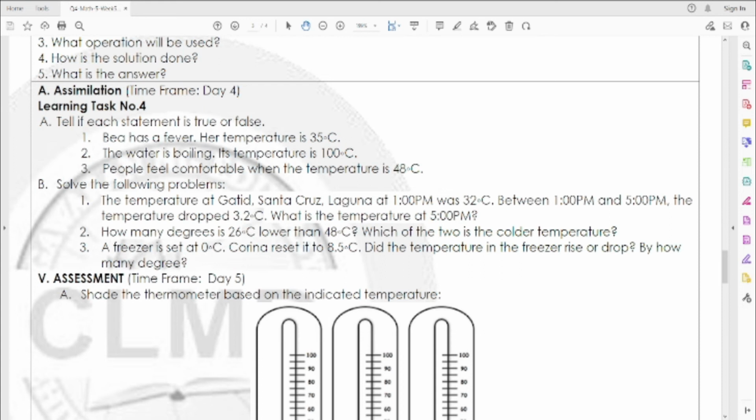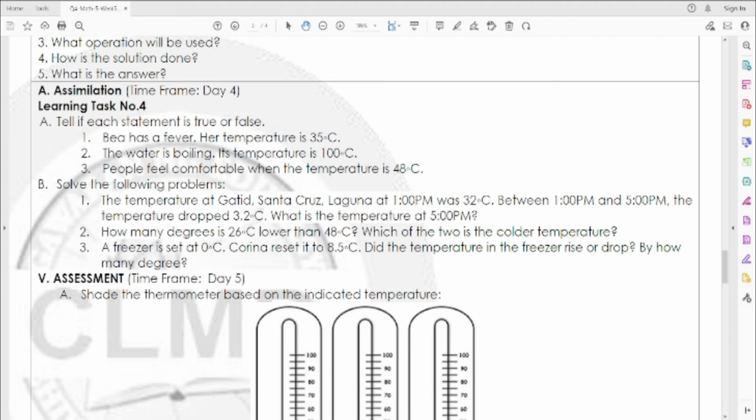Then for letter B, solve the following problems. I will read them for you. Number 1, the temperature of Gatid, Santa Cruz, Laguna at 1 p.m. was 32 degrees Celsius. Between 1 p.m. and 5 p.m., the temperature dropped 3.2 degrees Celsius. What is the temperature at 5 p.m.? Number 2, how many degrees is 26 degrees Celsius lower than 48 degrees Celsius? Which of the two is the colder temperature?